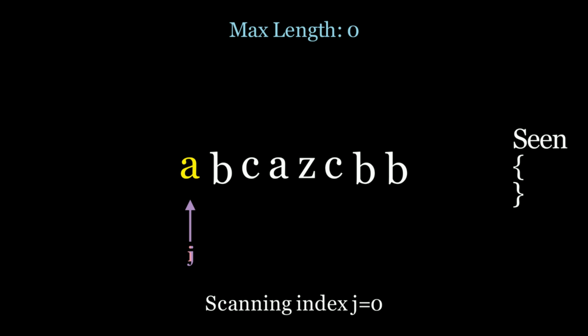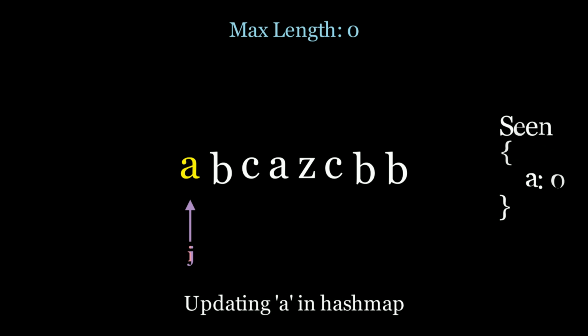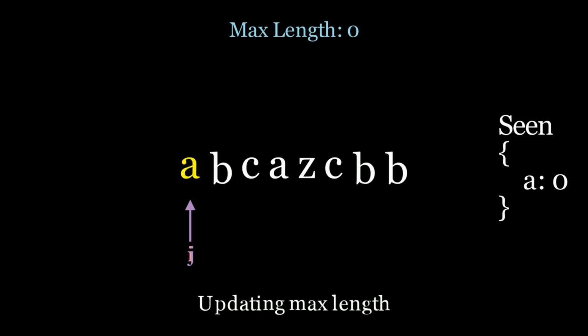So j starts out at index 0 at a, and we're going to ask ourselves, have we seen a before? This is kind of the same concept as the brute force solution. Have we seen a before? We haven't in this case. The hash map is empty. So let's add a to the hash map, and we're going to note the index. The index we saw a was at 0. Okay? And now we're going to update the max length. It was 0, now it's 1, so we update it to 1.